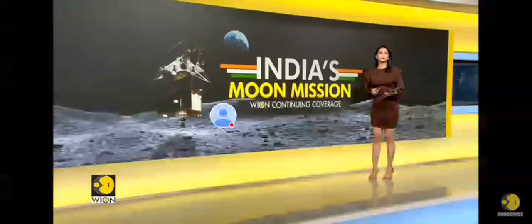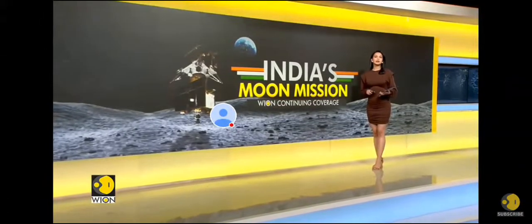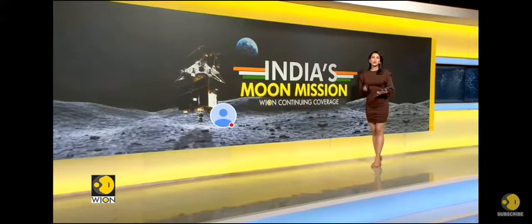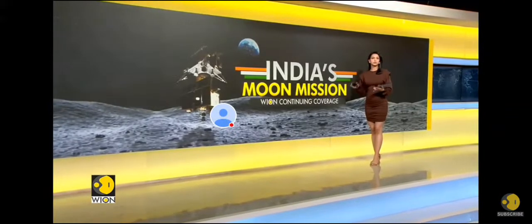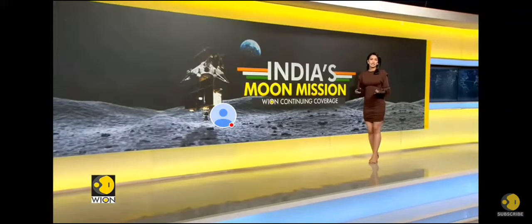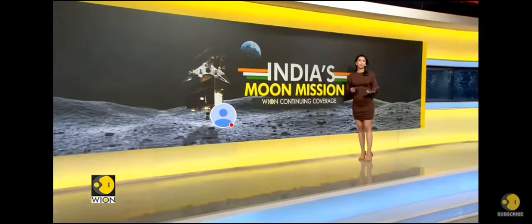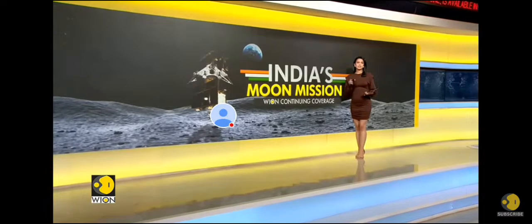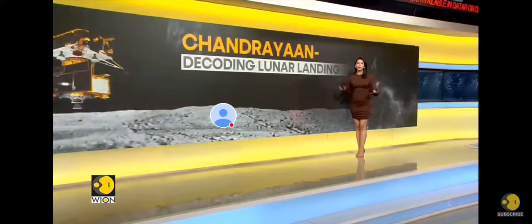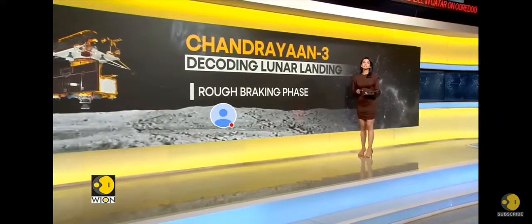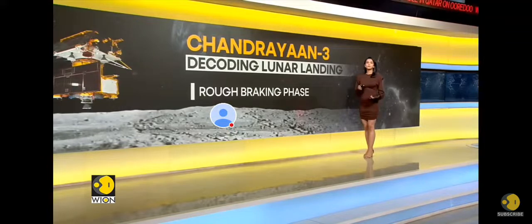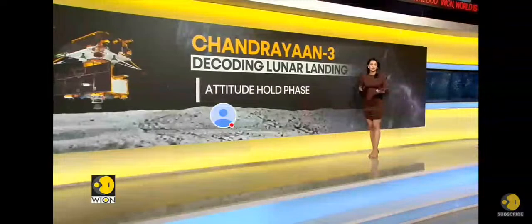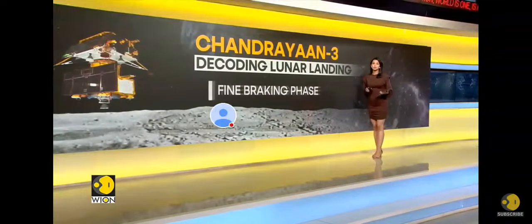In the next 3 minutes, we take you through the phases in the landing process he has taken this time around. Now, the lander module is at an orbit of 25 kilometers by 134 kilometers around the moon. The powered descent is set to begin on Wednesday at 5:45 p.m. IST. The descent will happen in 4 broad phases here. The first is the rough braking phase. The second here being the attitude hold phase. The third, fine braking phase.